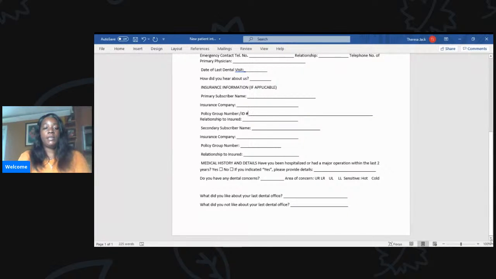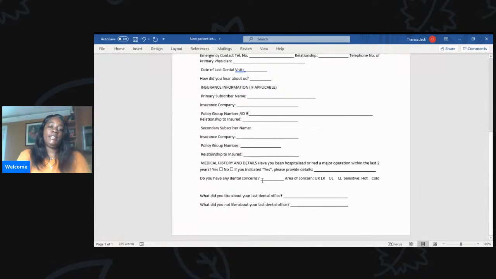Okay. The next section that I put in here is a medical history and details. So have you been hospitalized or had a major operation within the last 2 years? That's a yes or no. And if yes, details, they may just say, had a baby, had cesarean, whatever this is, had my appendix out, whatever that is, they'll put that information there.